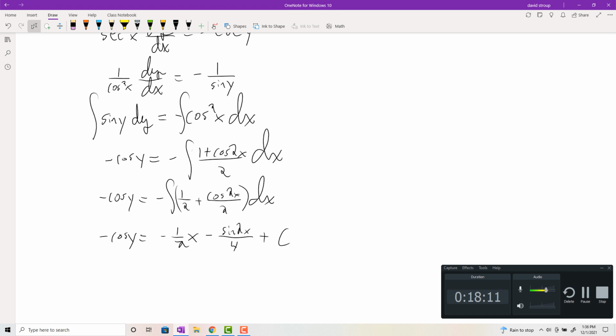There's no real nice way to isolate y. I guess you could multiply both sides by a negative and take cosine inverse on both sides, but this is a fine answer. This works for me. Okay, so you can leave your answer there.